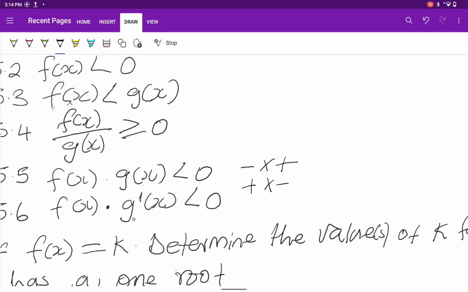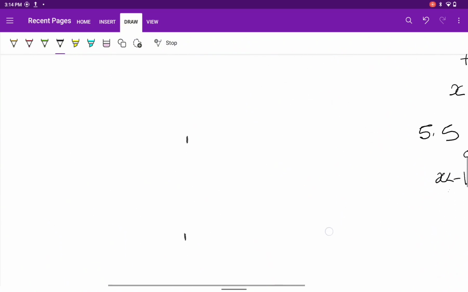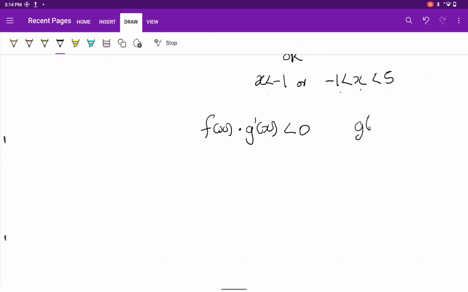f at x times g at x is less than 0. Right, in this case, can you see we have a prime there? Now this prime is telling us these things. Number 1, we have f at x times g prime x is less than 0. Okay, now when we have a prime, let's talk about this prime.